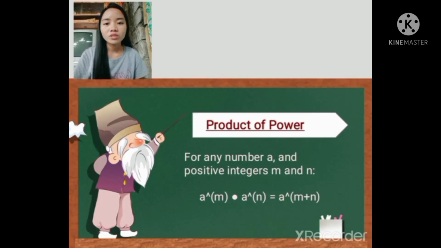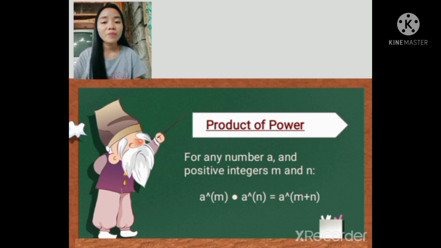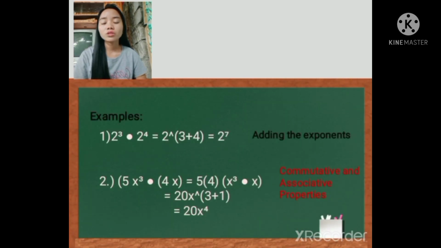So, product of powers. For any number a and positive integers m and n, we have a to the power of m times a to the power of n equals a to the power of m plus n. For example, we have 2 to the power of 3 times 2 to the power of 4. As I discussed in the previous slide, we just copy the coefficient, which is 2, then add the exponents, 3 and 4. So the result is 2 to the power of 7.